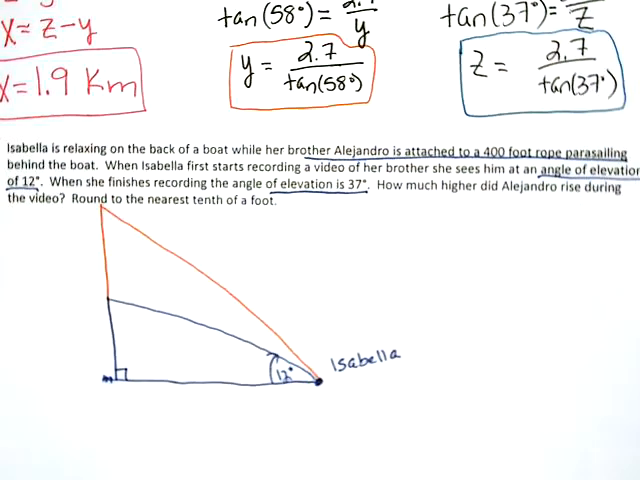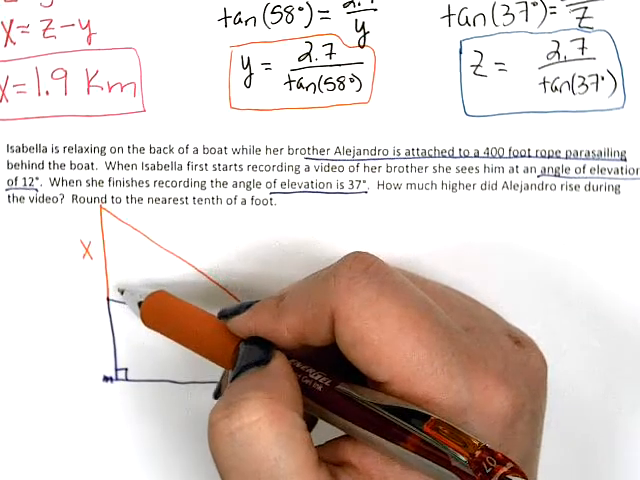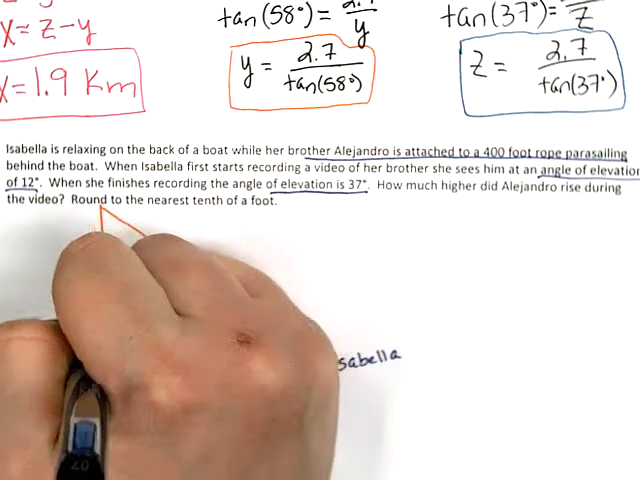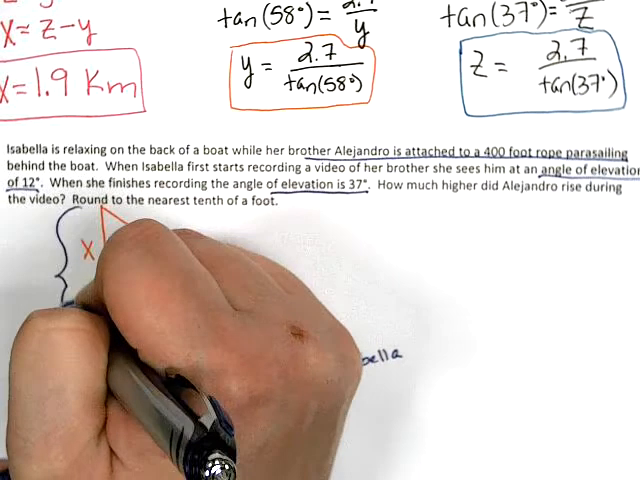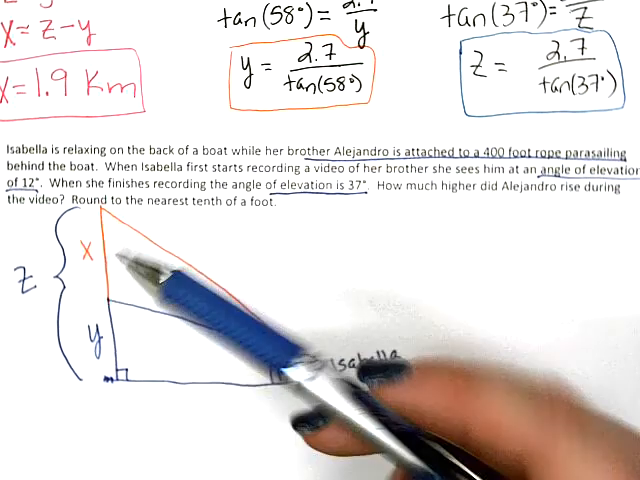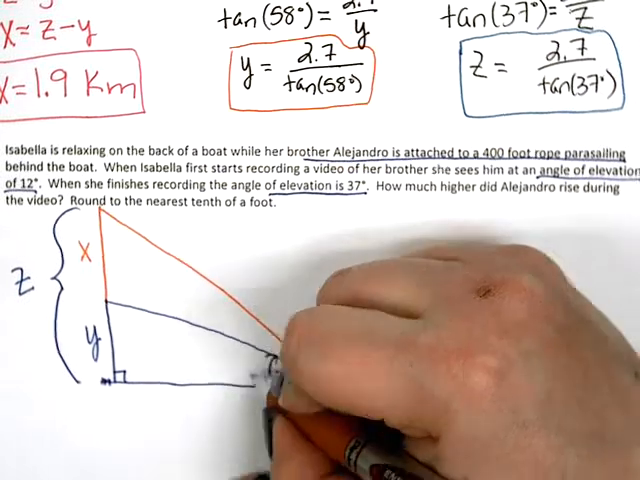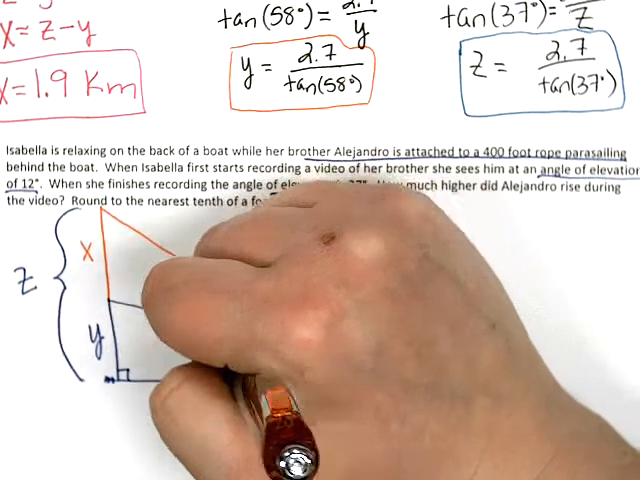Okay, so we need to figure out how much higher he rose during the video, which means we're looking for this orange piece, just the orange, because we're looking for how much he rose. He started out at some distance y, and he ended with some distance z, and we're looking for how much he grew. Ooh, you know what I forgot, you guys? I'm so sorry, our angle of elevation for the second one. That's our 37-degree angle.